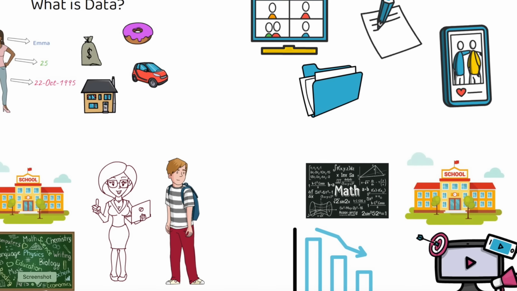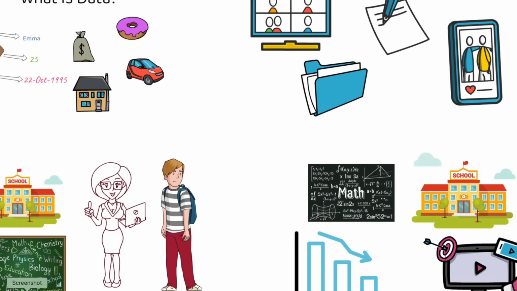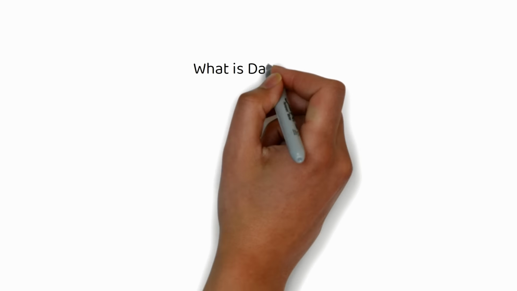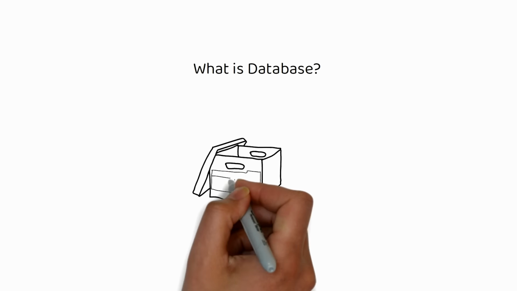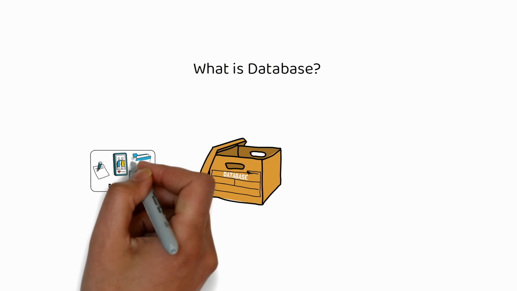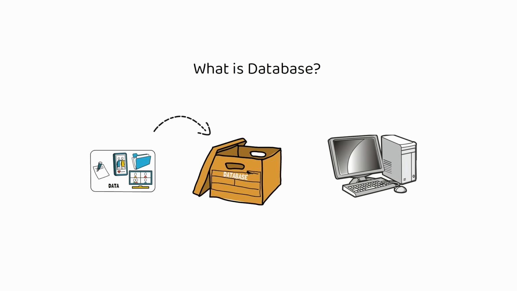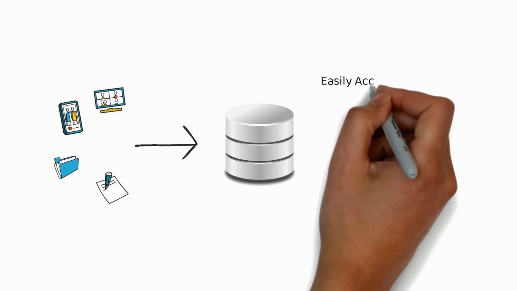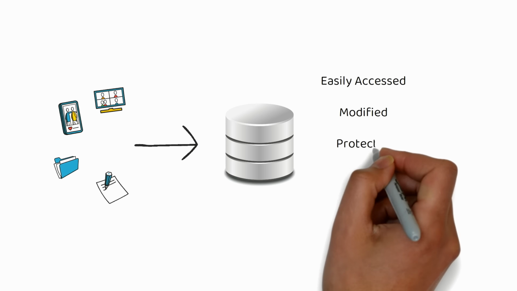Now that you know what data is, it's time to understand where do we store them and the purpose of storing them. What is database? Database can be considered as a container filled with data or information which is electronically stored in a computer system. Data in any form can be stored into the database. The purpose of storing the data into the database is so it can be easily accessed, modified, protected, and analyzed.